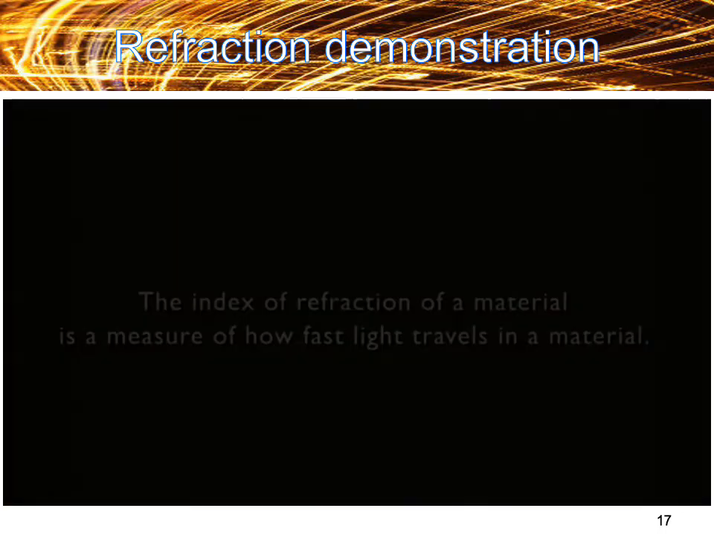The index of refraction of a material is a measure of how fast light travels in a material. If light goes from one material to another and the two materials have different indices of refraction, the light is bent. But if the two indices of refraction are not very different, the light does not bend too much. We will now conduct an experiment to understand the index of refraction.